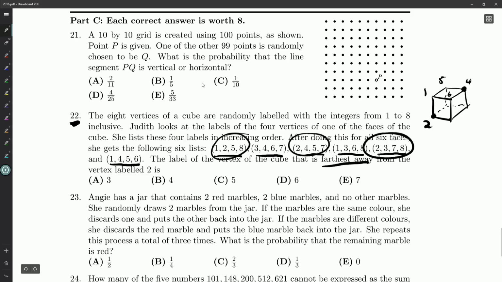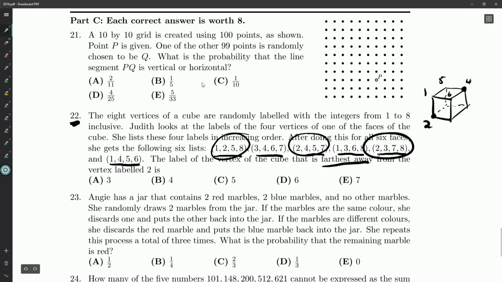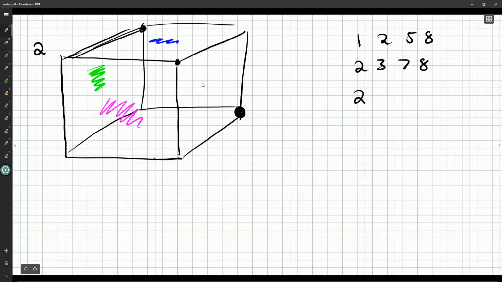So 1, 2, 5, 8, 2, 4, 5, 7, 2, 3, 7, 8. I'll see if I can remember those, but I may have to bounce back. So we have 1, 2, 5, 8, 2, 3, 7, 8. I feel like there was one more, maybe 2, 4, 5, 7. Oh, I just didn't remember the middle one. 2, 4, 5, 7. All right, so think about the numbers that 2 shares a side with.